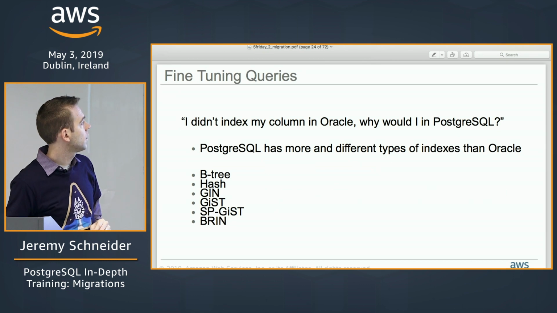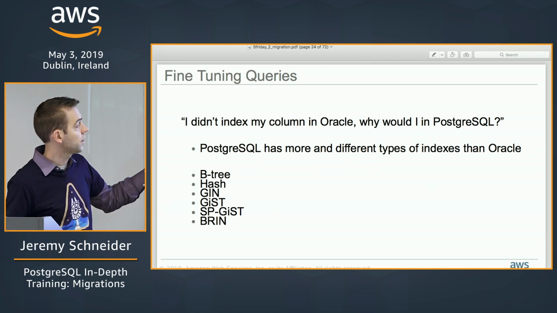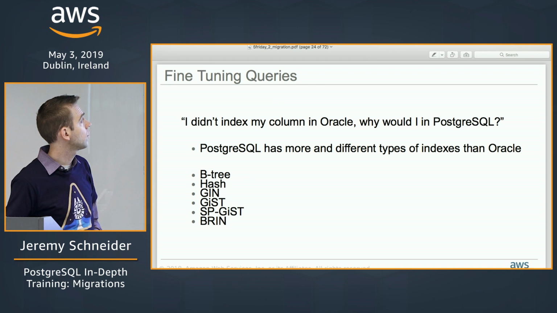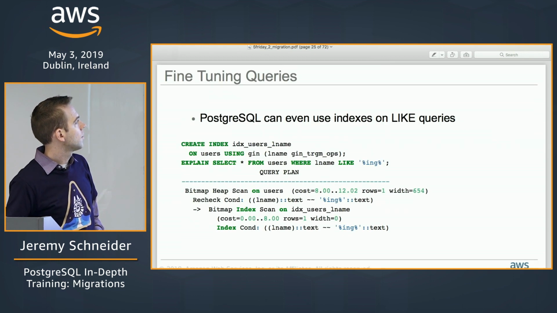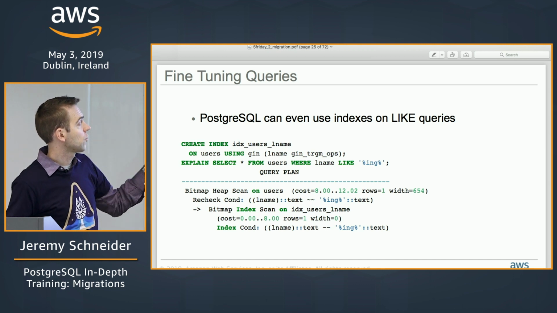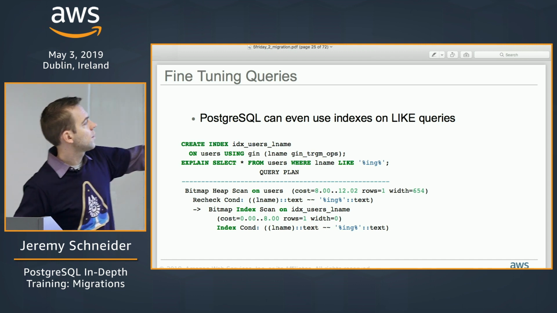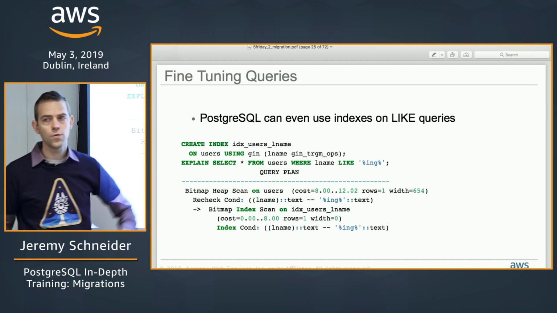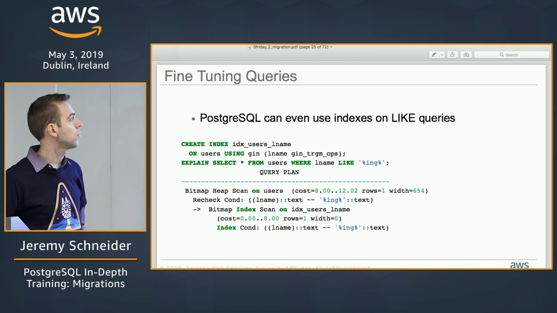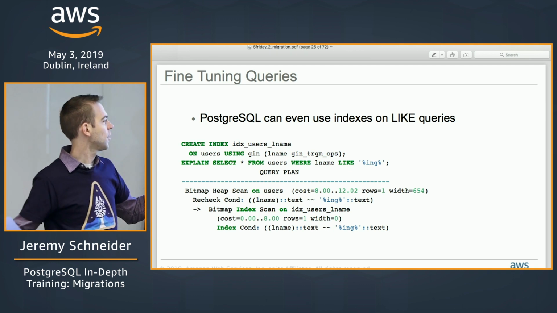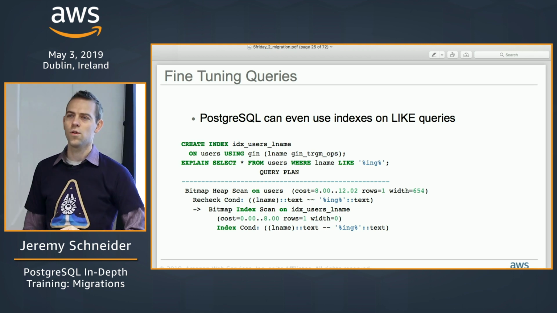What do we have here? Indexes. Postgres has a lot more index types, so that's worth pointing out. Postgres, yes, this is another really cool one. In fact, this is the GIN trigram ops. If you remember from Tuesday, I kind of introduced that. And this is an example of something you can't do in Oracle, by the way.